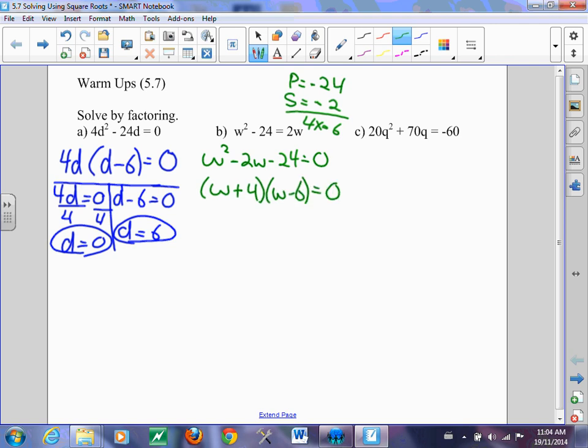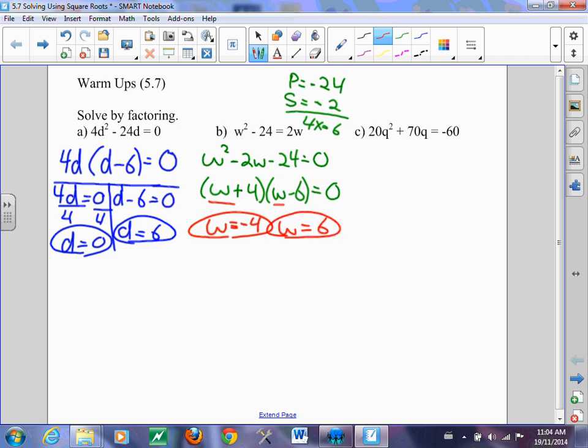Now, ladies and gentlemen, you can show me, remember the shortcut from last class? What value must w be in order for this whole binomial to equal 0? W equals negative 4. It's one solution. Or the other one, what value to put in for the second w? And that's going to be w equals 6.